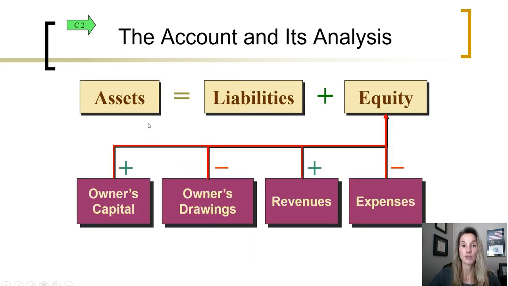Remember, we keep track of different assets, cash, supplies, accounts receivable, equipment, in separate asset accounts. We keep track of different liabilities, accounts payable, notes payable, wages payable, in separate liability accounts. And we keep track of the different aspects of equity, owner's capital, owner's drawing, revenues and expenses in individual accounts.